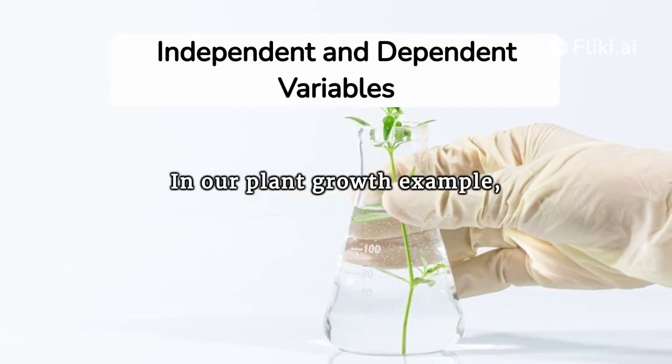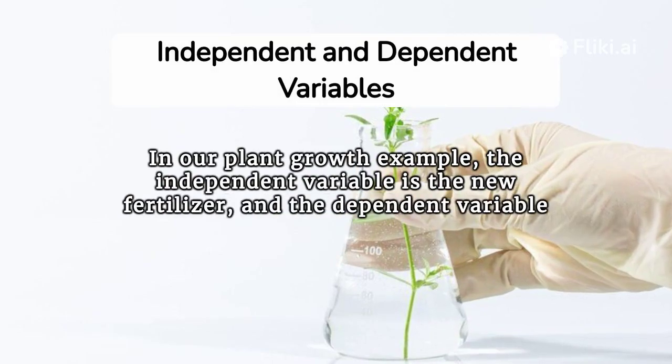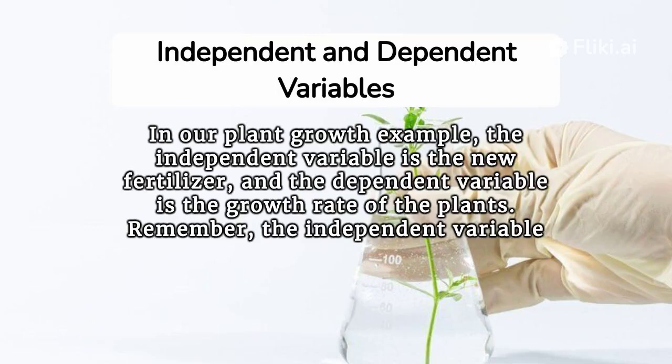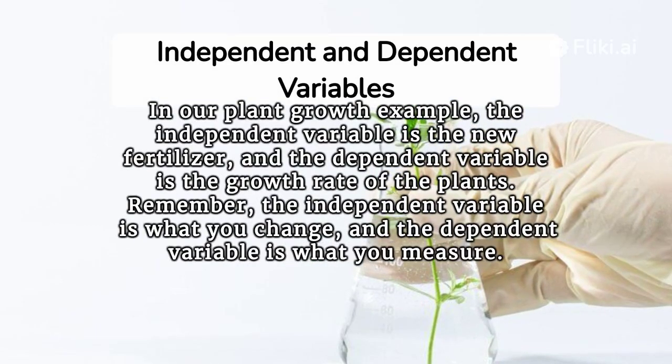In our plant growth example, the independent variable is the new fertilizer, and the dependent variable is the growth rate of the plants. Remember, the independent variable is what you change, and the dependent variable is what you measure.